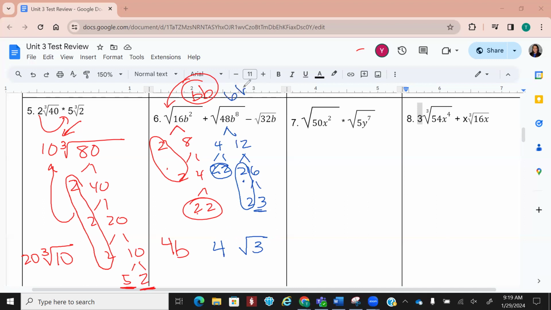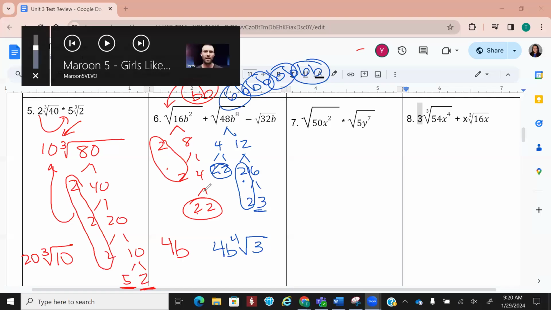Now we had 8 B's. And how many groups is that going to make? You're still not done with this one. We still got to break down that last part.